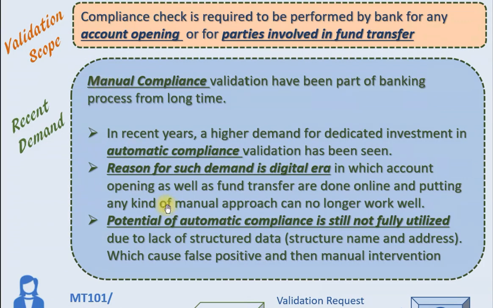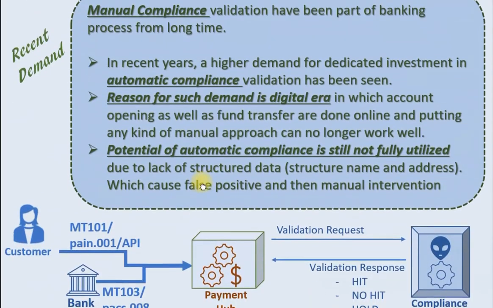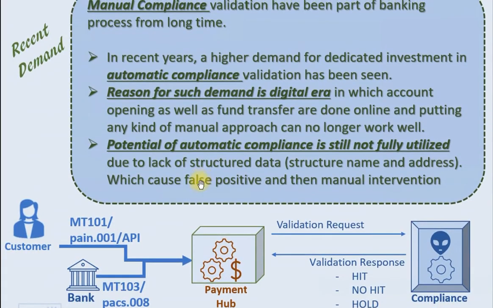But before moving to it, let's see the normal typical case of compliance validation. When you as a customer or I as a customer send a transaction to the bank in the form of MT101, pain.001 or API, it gets received by the payment hub. Similarly, when an incoming transaction comes in the form of MT103 or pacs, it is received by the payment hub. So typically this is the box in which transactions are received.